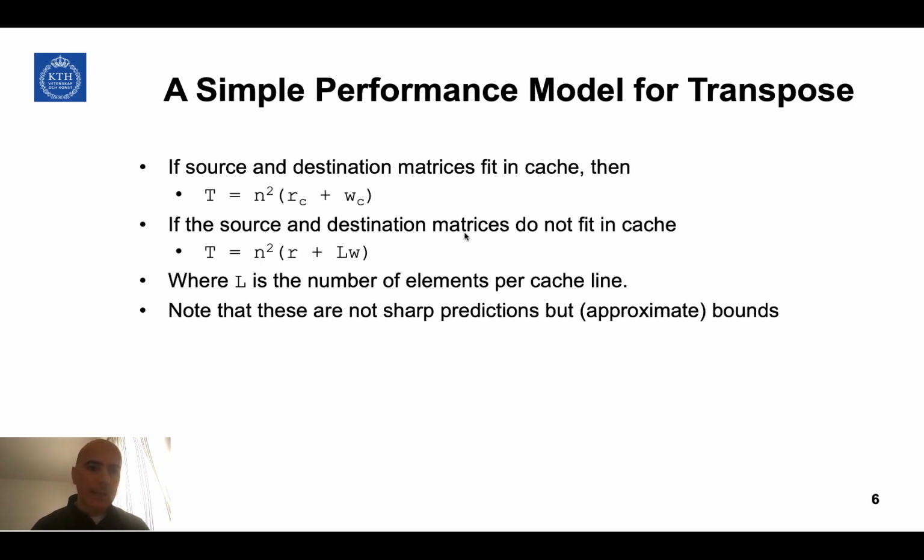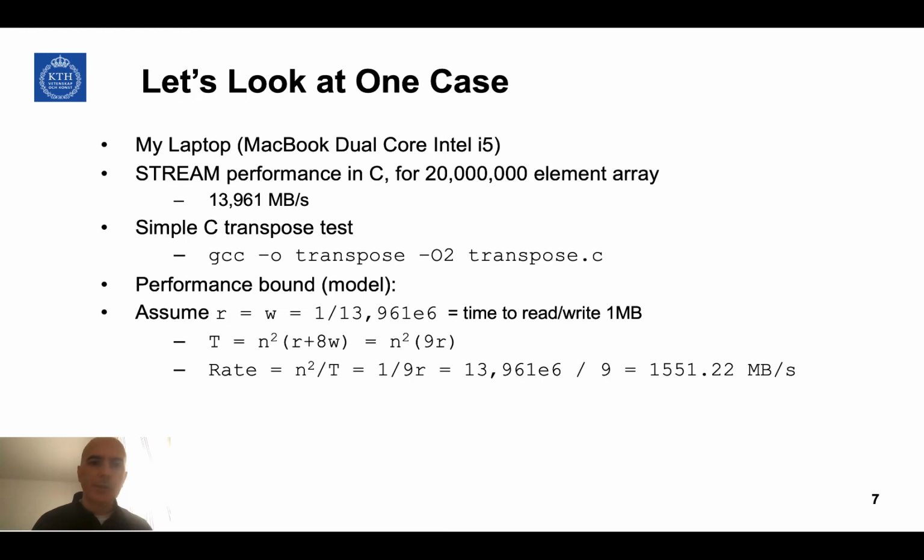So what is L in this case? Well, L is the number of elements per cache line. Again, I want to stress the point. These are not sharp predictions, but very simple bounds that give you an idea of the performance of the matrix transpose, exploiting either the cache or not exploiting the cache in the system.